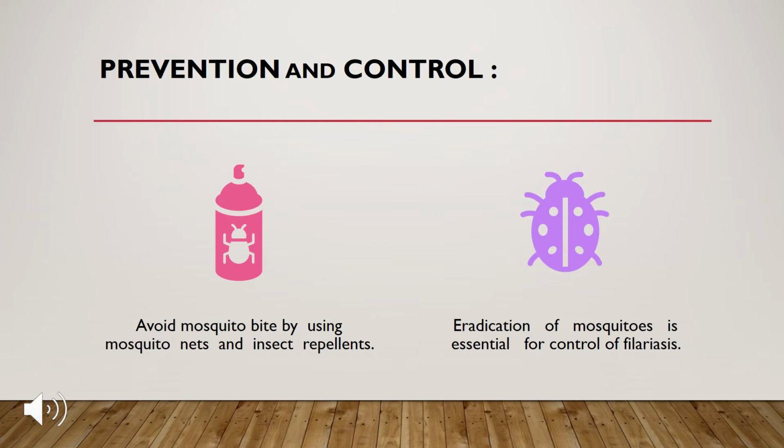Prevention and control. Here the vector is mosquito. So obviously avoid mosquito bite by using mosquito nets and insect repellents. These mosquitoes are the vectors which are causing n number of hazardous diseases. So we should always use mosquito repellents and mosquito nets. Eradication of mosquitoes is essential for control of filariasis.